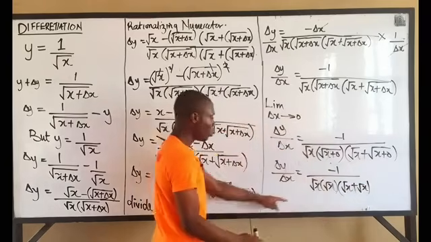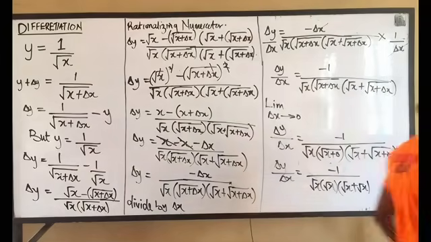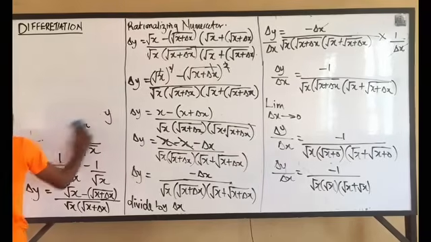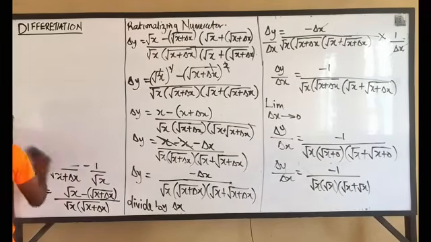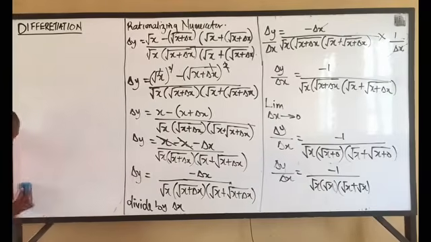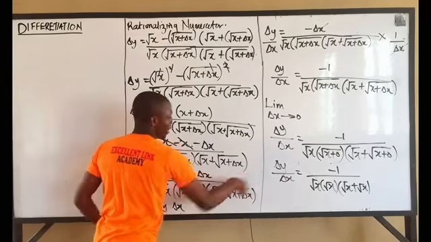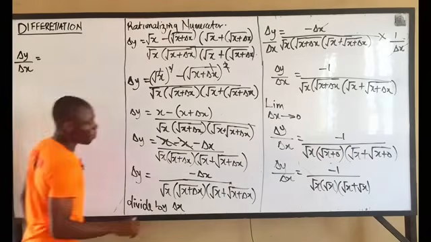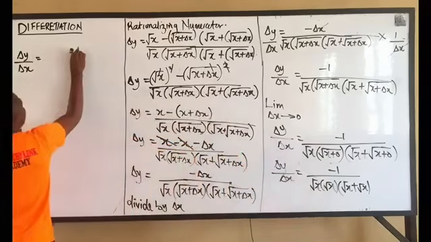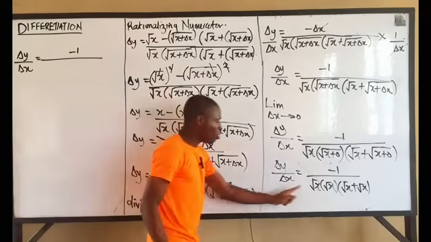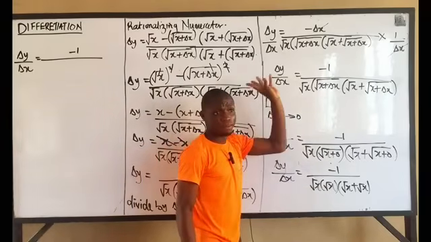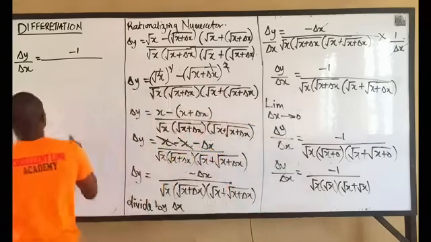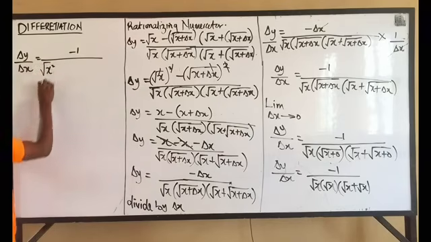So from here now, look up. I'll have that change in y over change in x is equal to minus 1, all over, please look up, root x times root x. What is root x times root x? Root x squared, so it means I'll have root x squared, true or false?